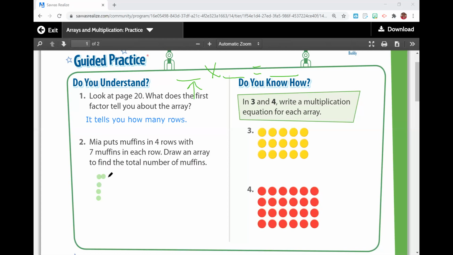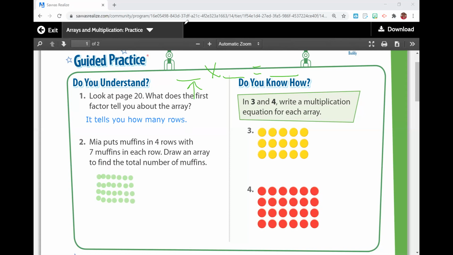1, 2, 3, 4, 5, 6, 7. 2, 3, 4, 5, 6, 7. 3, 4, 5, 6, 7. 2, 3, 4, 5, 6, 7.